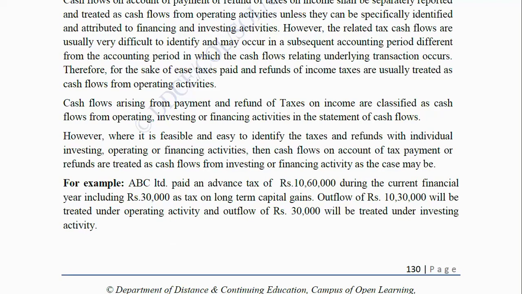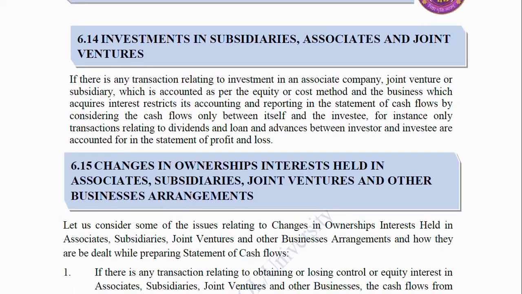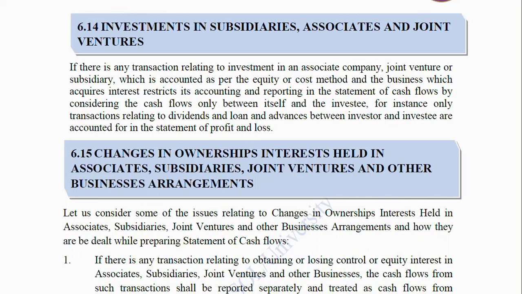including rupees 30,000 as tax on long-term capital gains. Outflow of rupees 10,30,000 will be treated under operating activity and outflow of rupees 30,000 will be treated under investing activity. 6.14 Investment in subsidiary, associates and joint ventures.